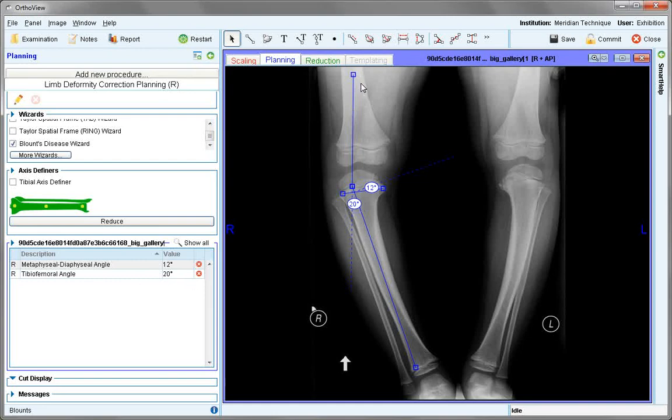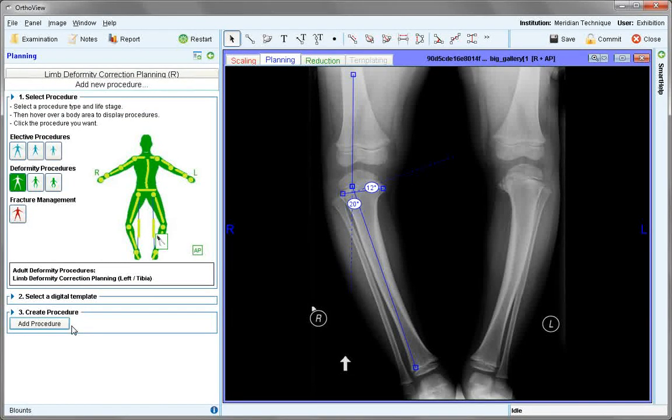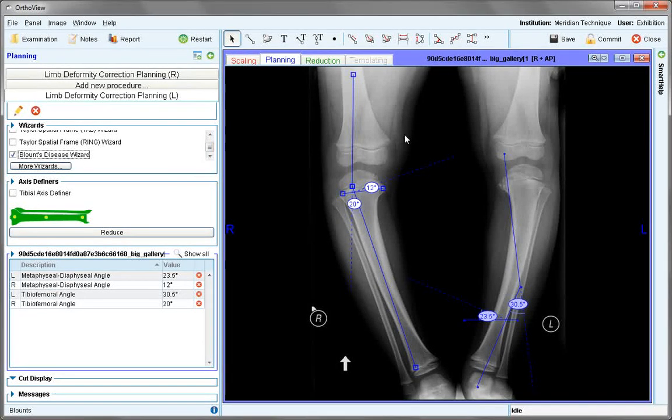If you want to draw the MDA on the other side in comparison, go to Add New Procedure, choose the other side of the body, add that procedure, and then apply the wizard, positioning in a similar way. There are two other wizards associated with angular long bone deformity, and we will review those on another image now.